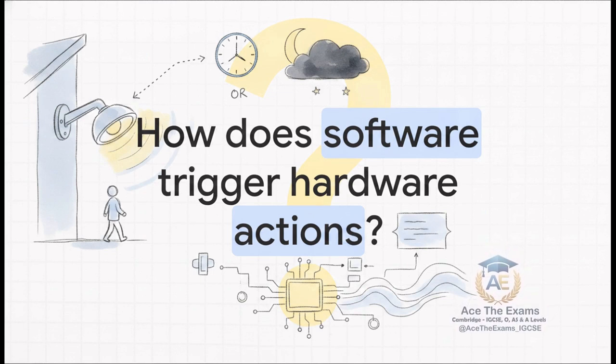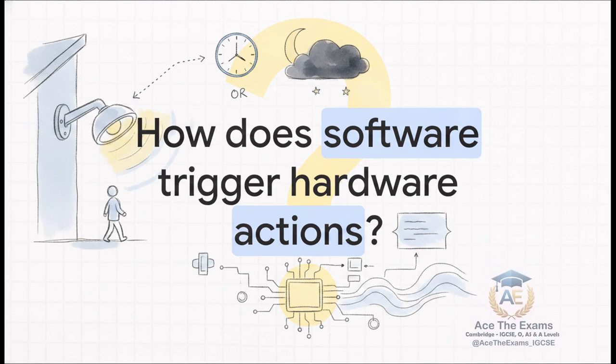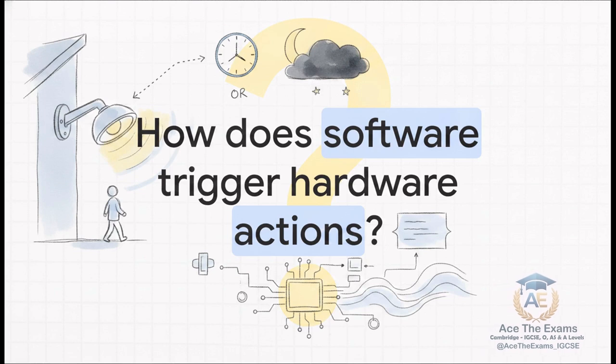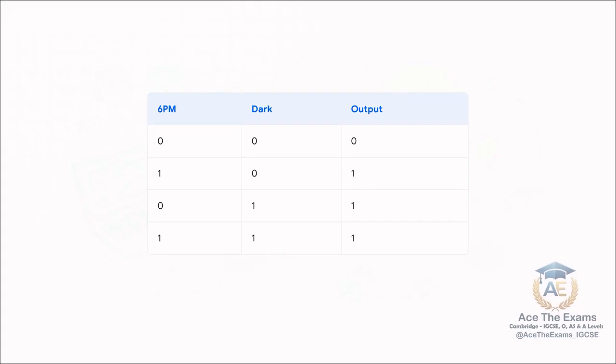Well, to understand how humans use software to interact with devices, let's examine a highly practical scenario straight from the source material: a security light outside a house that is programmed to turn on if it's after 6 p.m. or if it's dark. Now, what's really interesting here is how normal human language breaks down into strict mathematical logic.